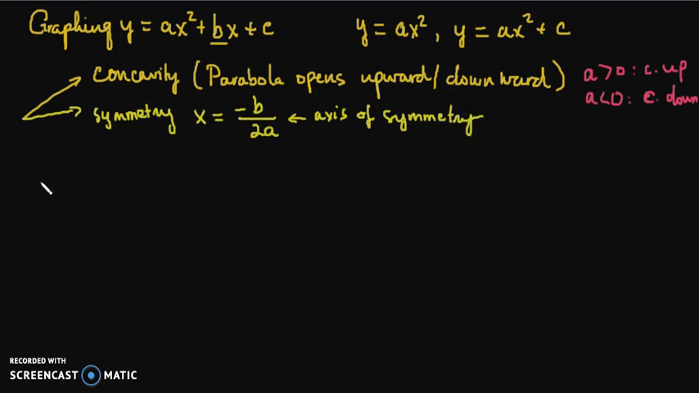Also, we learned how to use the table of values to find coordinates. By finding coordinates of one side, we can actually reflect the points across the axis of symmetry to get more points on the graph. Okay, so let's do some examples.